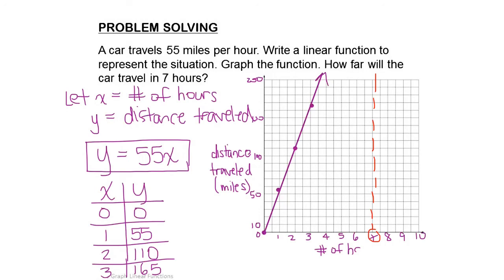Unfortunately, it would be off of the graph that we have here, what we graphed. So what we need to do is plug it into our linear function and figure this out. Since 7 hours has to do with x, we're going to plug it in for the x value. So 55 times 7, and 55 times 7 would be 385. That means in 7 hours, the car will travel 385 miles.